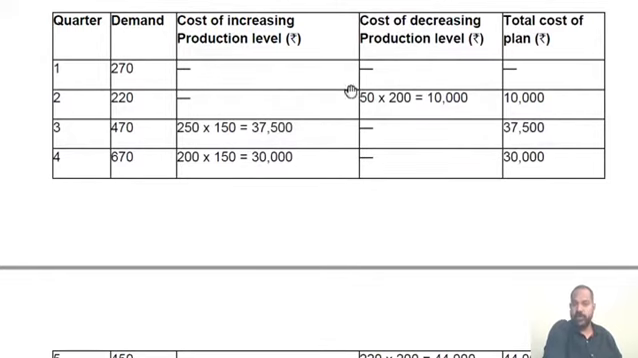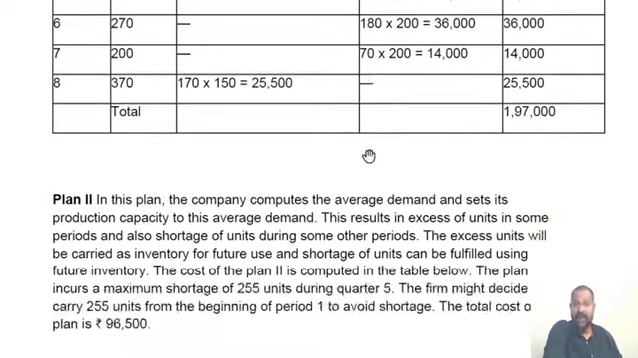So for the first year, there is no comparing. For the second year, there is a decrease of 50 into 200 is 10,000, and they've written the total as 10,000. Then in the third period, there is an increase by 250. 250 into 150 is 375,000. And then at the end, they have taken a total of the total, which is 197,000.